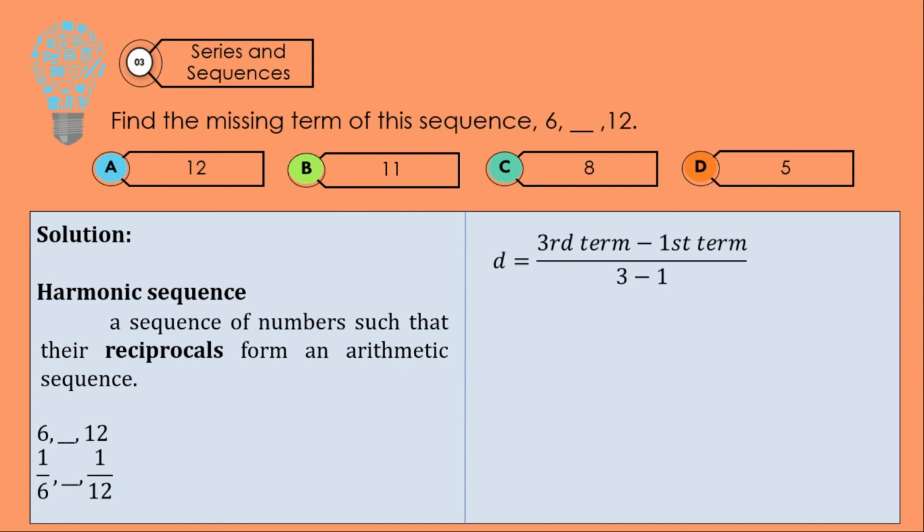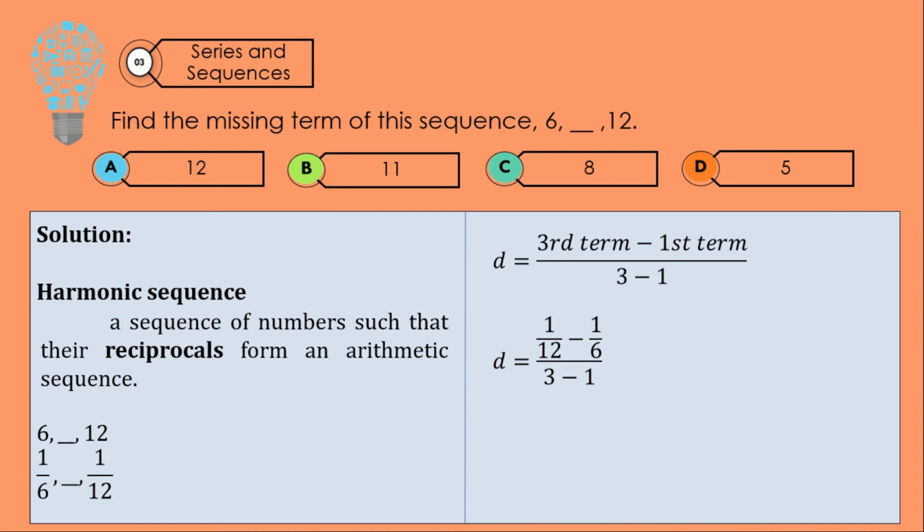To find the common difference, let's use this formula. d is equal to third term minus first term over 3 minus 1. 3 and 1 come from the positions of the numbers. They are the third term and the first term. Now we can substitute the third term and the first term. We have 1 over 12 minus 1 over 6 over 3 minus 1.